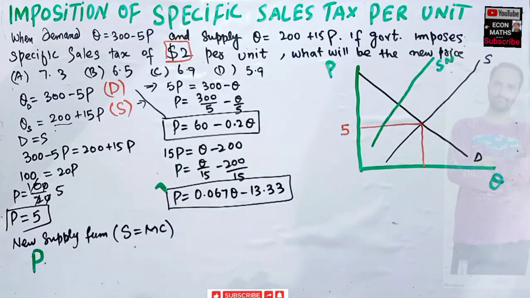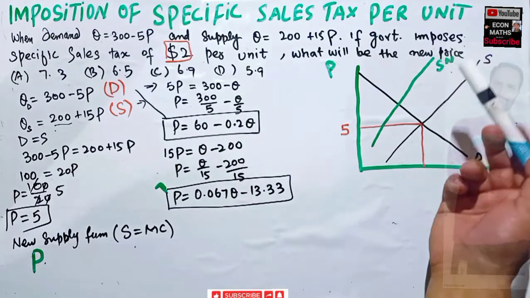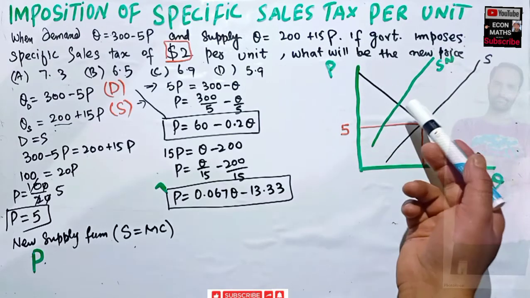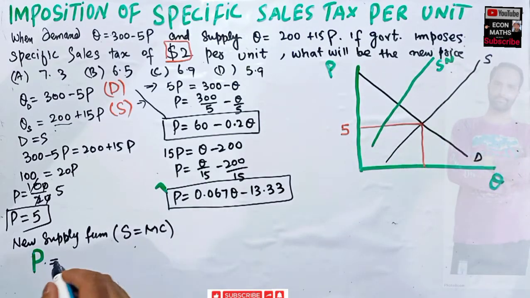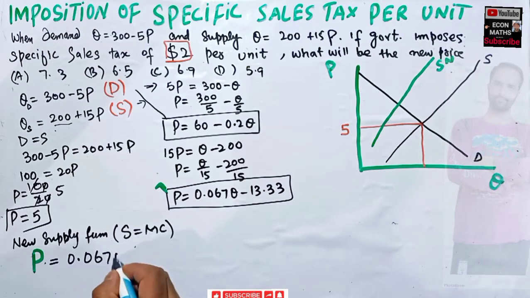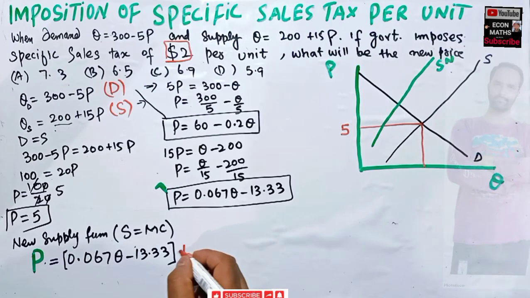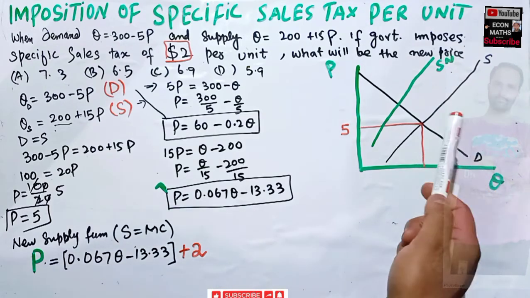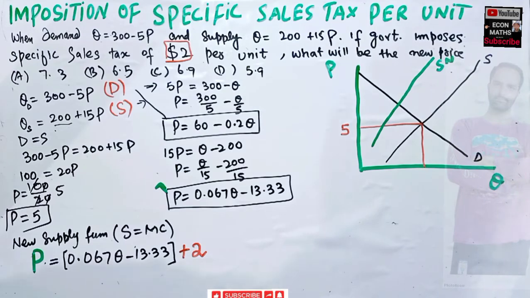Because tax is being imposed on a per unit basis, and we know supply is nothing but marginal cost, that means our marginal cost has increased by $2. So price will be equal to the old supply function, that is 0.067q minus 13.33, to which we add 2. Why do we add this 2? Because after the imposition of the per unit tax, our supply function will shift upwards. Because we have more marginal cost in this case, supply will be less.